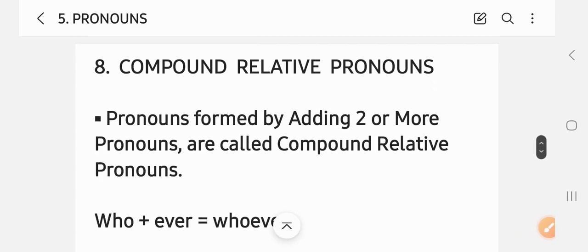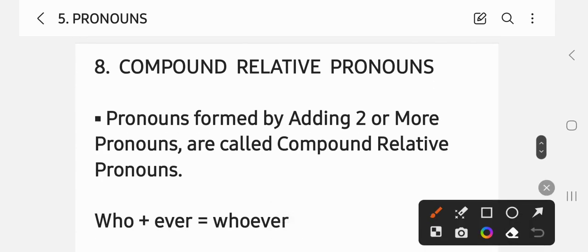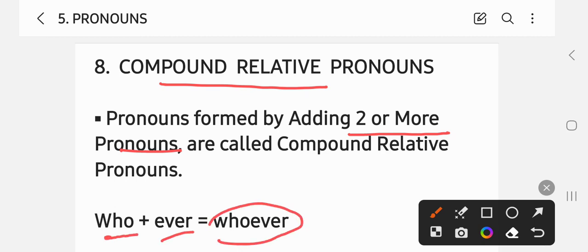Next, coming on to compound relative pronouns. Now, what are compound relative pronouns? Compound always means more than one. Pronouns formed by adding two or more pronouns are called compound relative pronouns. For example, see these two pronouns, who and ever. When we join the two, it becomes whoever. So, this is a compound relative pronoun.